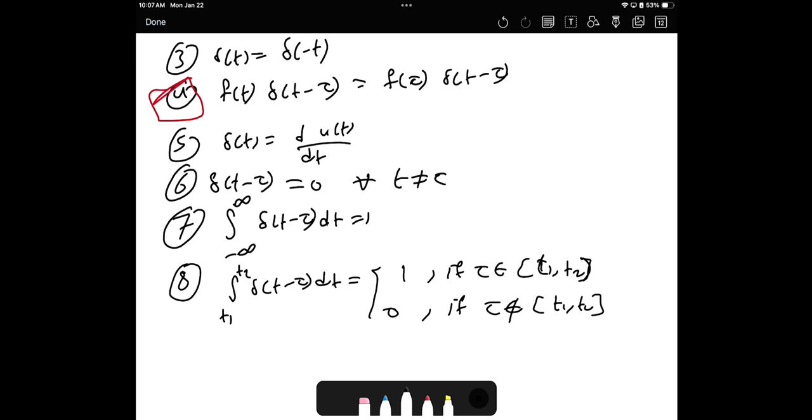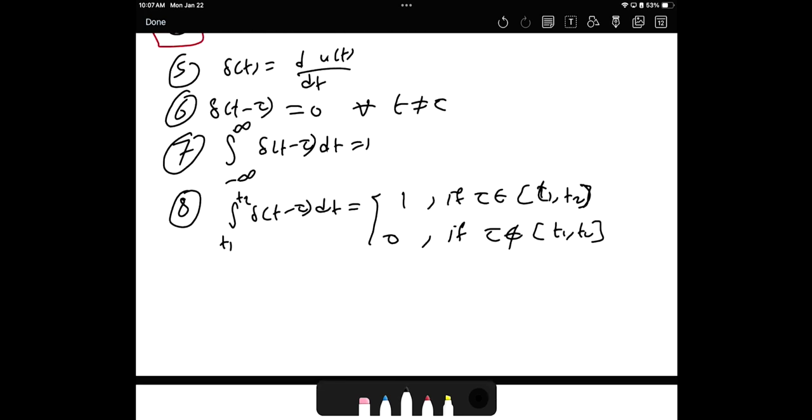Okay, what do I mean by this property? Basically, again, here is the time axis, and let's assume delta of t itself is centered at 0. So here is delta of t.